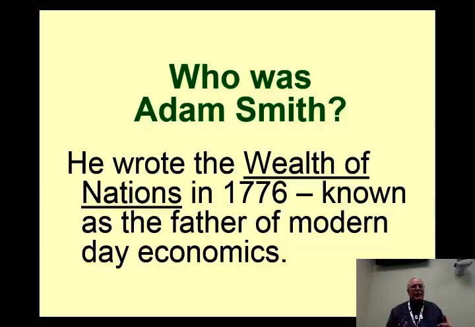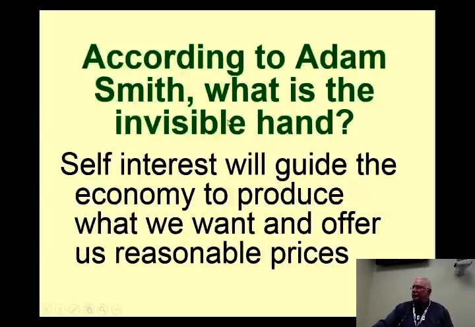See, how is it that in a free market with no central authority, the system gives us what we want at reasonable prices? Because of self-interest and competition. Okay? Self-interest, but self-interest is not a selfish thing. It's getting your mind off yourself and helping other people get what they want. Okay, so according to Adam Smith, what is the invisible hand? Self-interest will guide the economy to produce what we want and offer us reasonable prices.